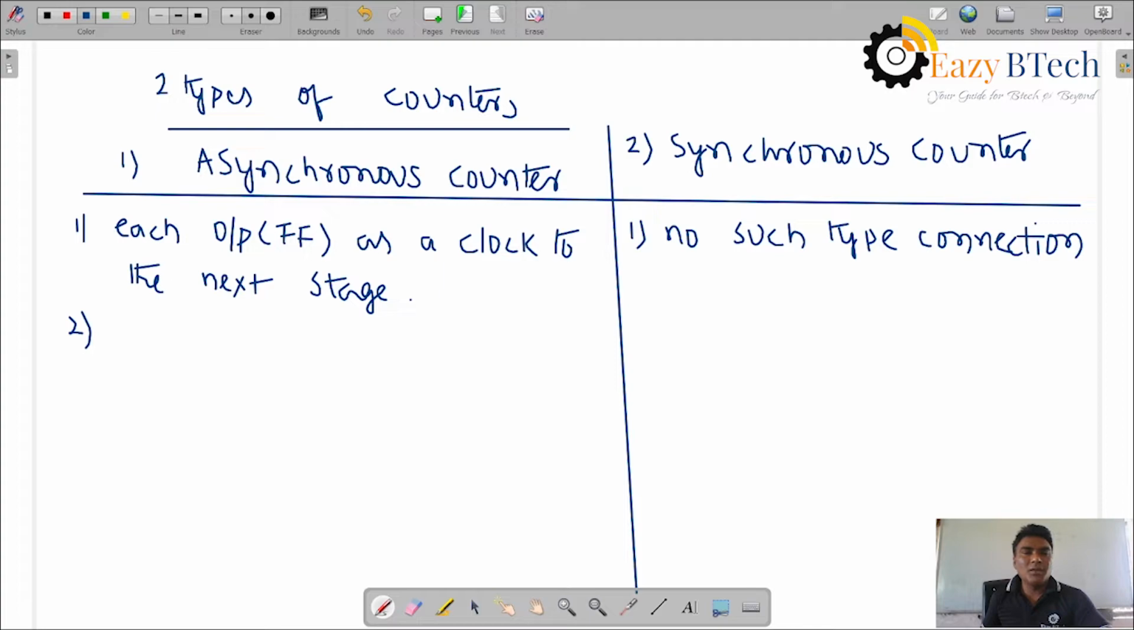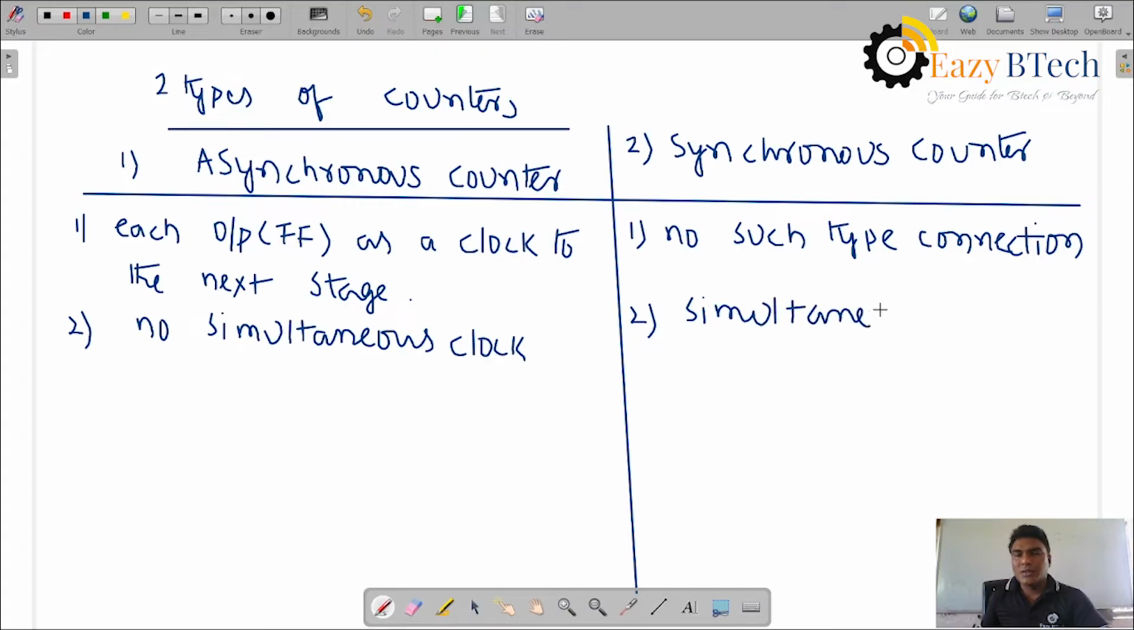The second one is simultaneous clock. In the asynchronous counter there is no simultaneous clock. Only the first clock pulse is applied to the first flip flop, and each output acts as a clock to the second stage. Here, in the synchronous counter, a simultaneous clock is applied.